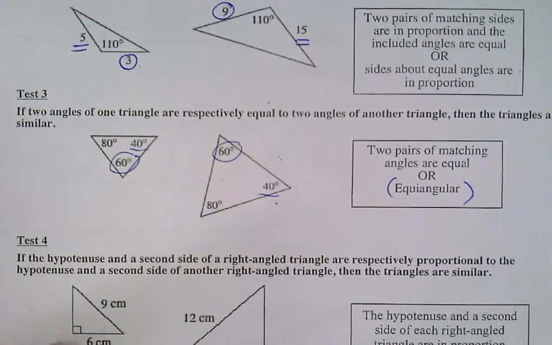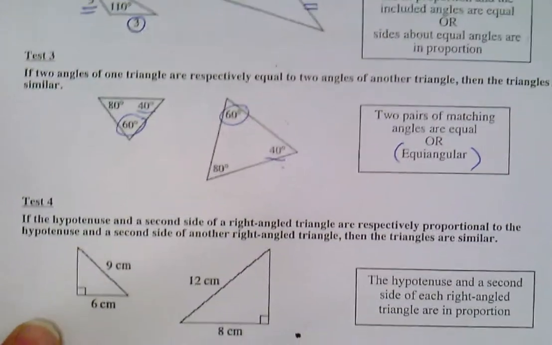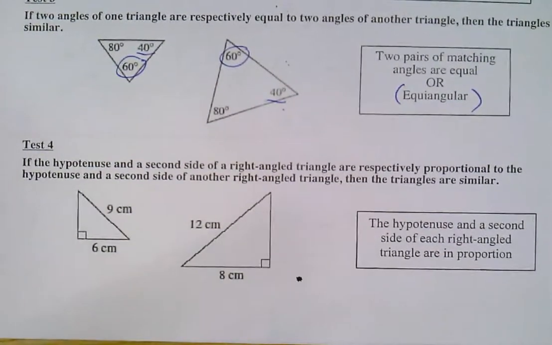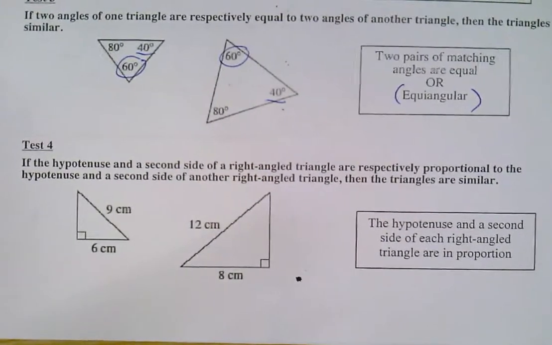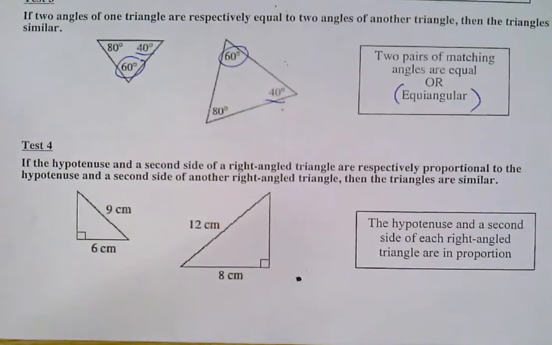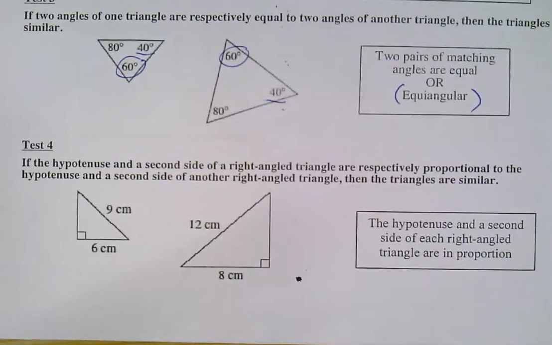And this one is equiangular. So no abbreviations. Now, the 4th test is like RHS, but you're not allowed to say the hypotenuse and side are equal. They're just in proportion. See, similarity is all about proportion of sides, not equal sides. So we've basically got the RHS test, but in words, and instead of saying the sides are equal, the sides are in proportion.